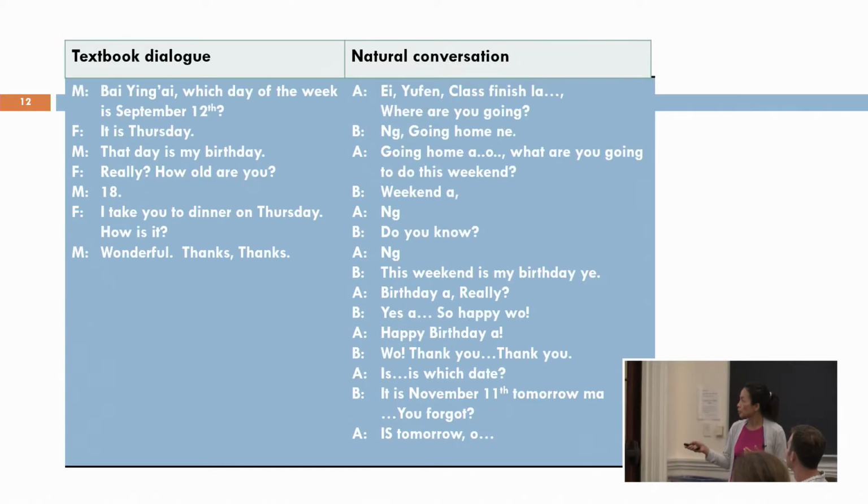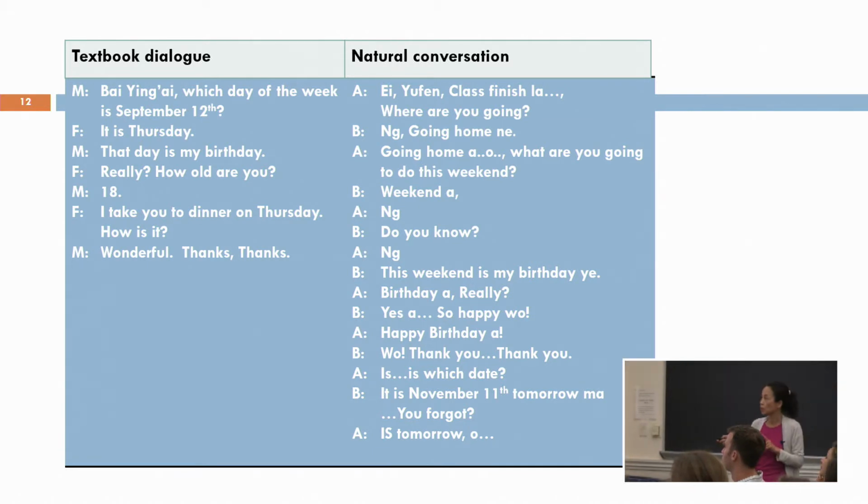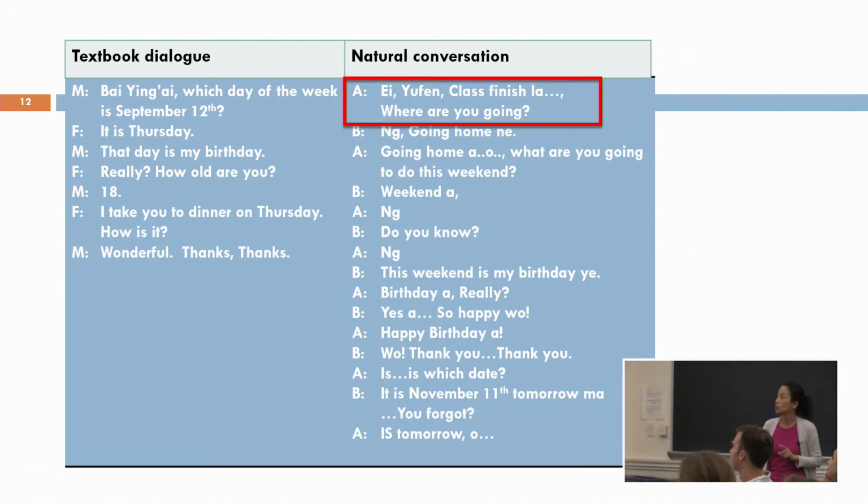Now, here's English one. For the textbook, all talk about birthday. They don't have a greeting. They just start with what day is today, okay? But then you look at the Chinese one. For this dialogue, I use it for many different goals. But one of the goals is to show them they start with this. So this is two college students meeting on campus. So A says the name, 玉芬, and says, your class is finished. Where are you going? That's how we greet people, right?